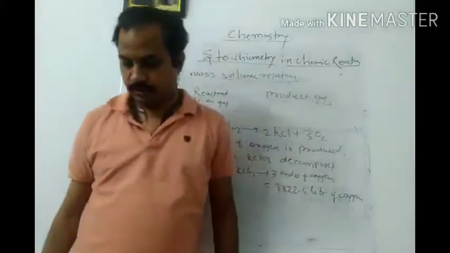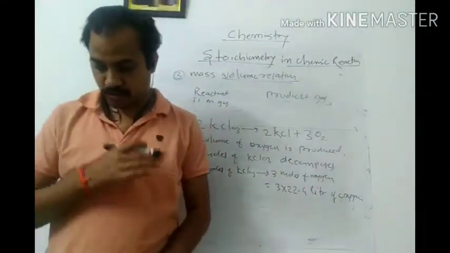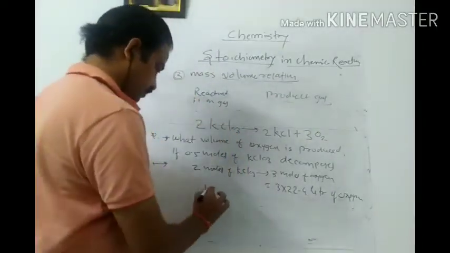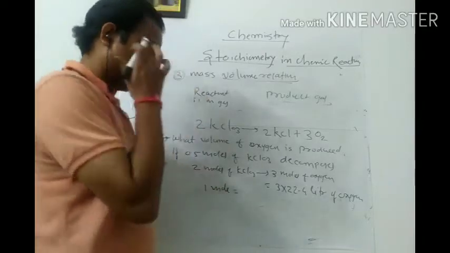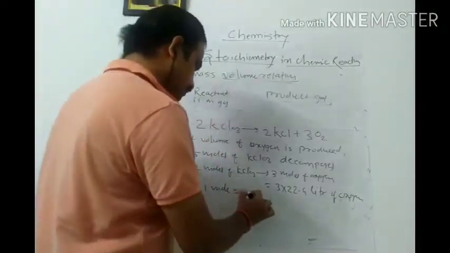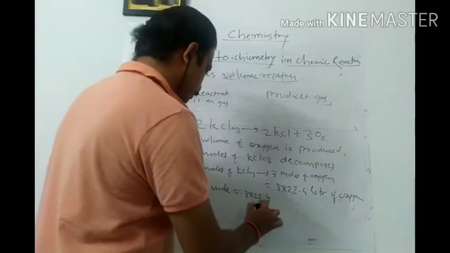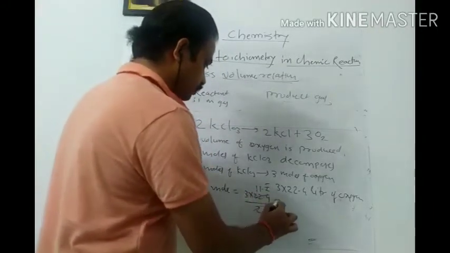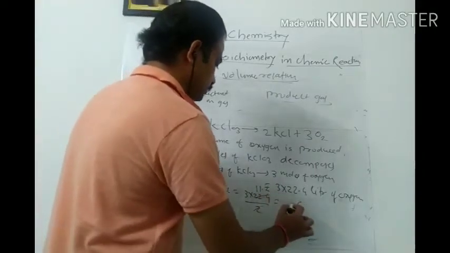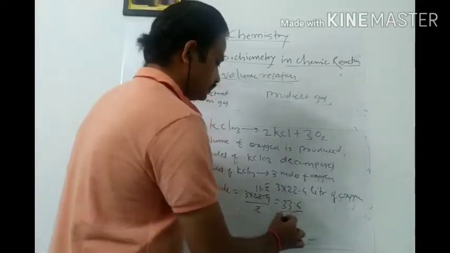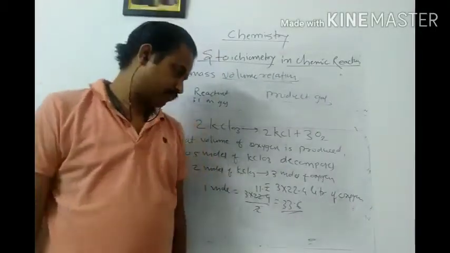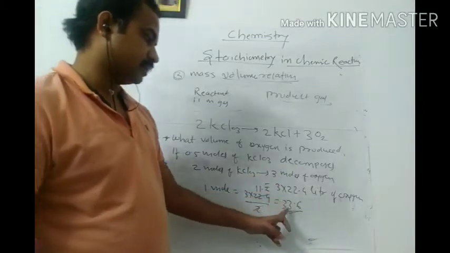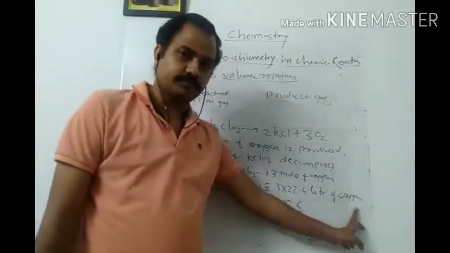If these 2 moles give me 3 moles, or 3 into 22.4 liters of oxygen, then for 1 mole I can easily calculate. So for 1 mole it is 3 into 22.4 divided by 2. So it becomes 11.2, and 3 2s are 6, 3 1s are 3, so it becomes 33.6. Means 1 mole of KClO3 decomposes, it gives me 33.6 liters of oxygen, isn't it?